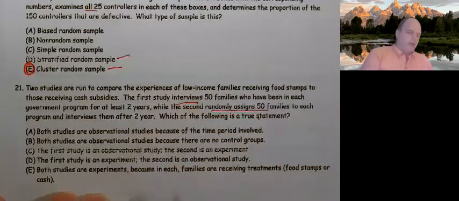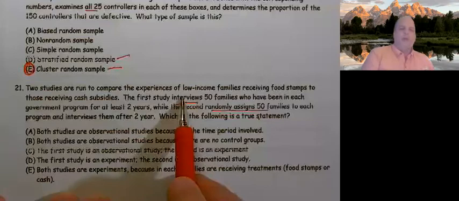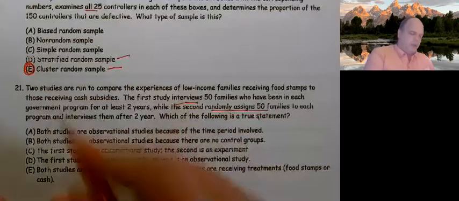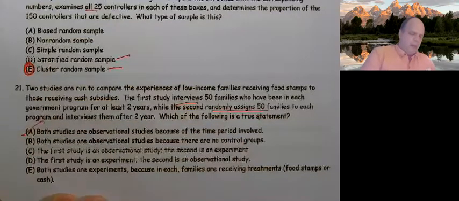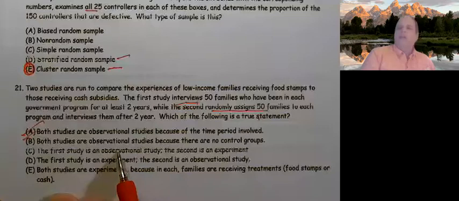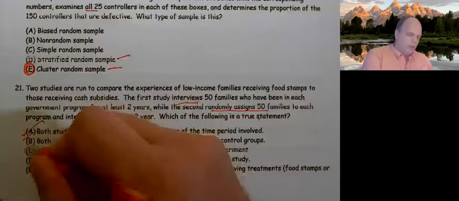Both studies are observational studies. No, the first one is. The second one is an experiment. Again, both studies are observational studies. The first study is an observational study. The second one is an experiment. And that is correct. So number 21 is letter C.